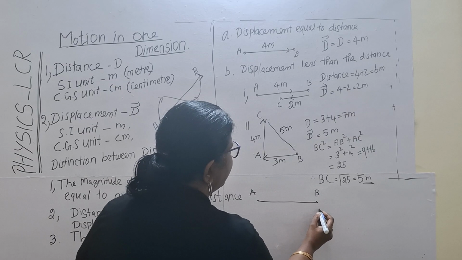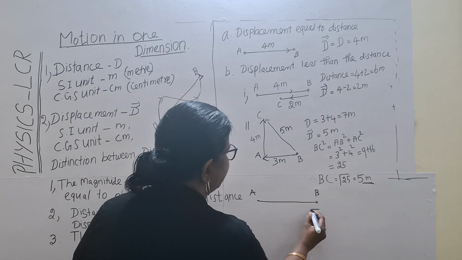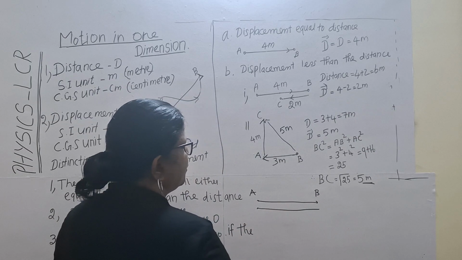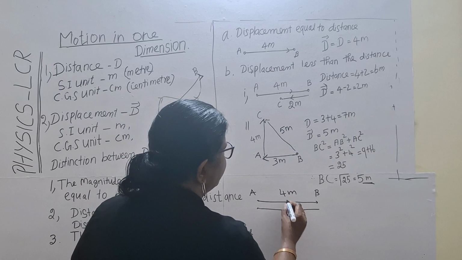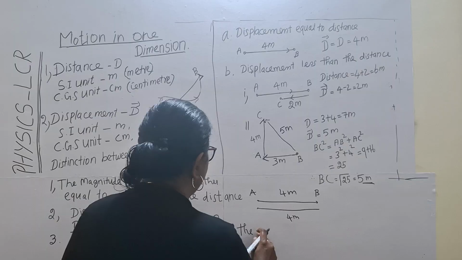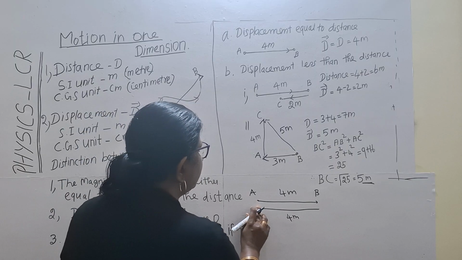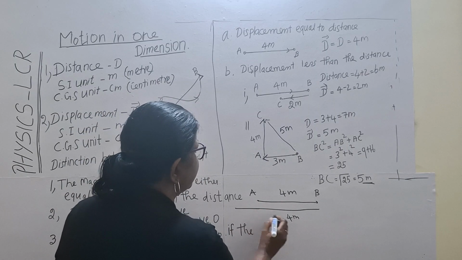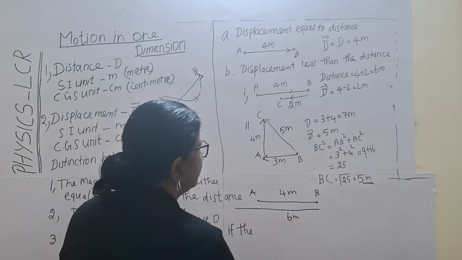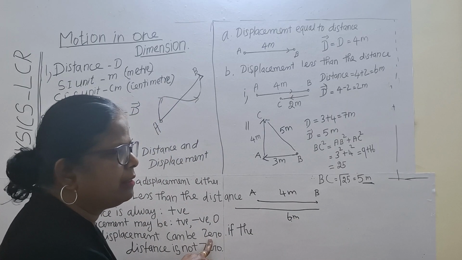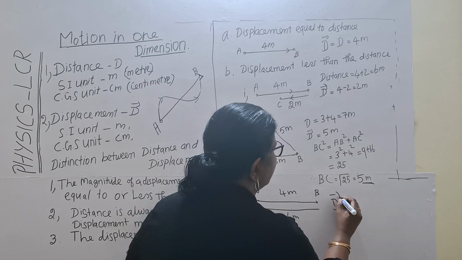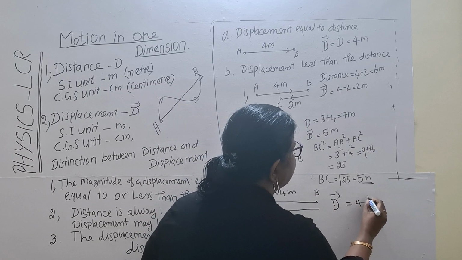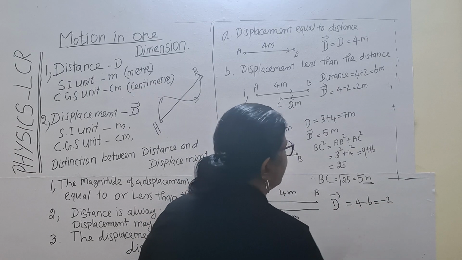Then the body returns back to the same position. This is 4 meter, this is 4 meter. So 4 minus 4, 0 will come, so it is reaching 0. Or the body moves here, it is 6 meter. Displacement, just see: 4 minus 6 equals minus 2 will come.